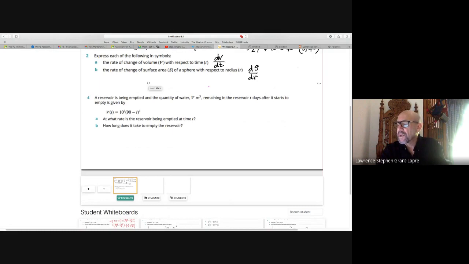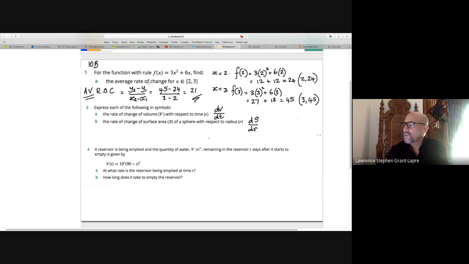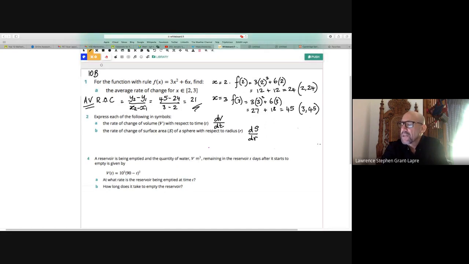Question 4, a reservoir is being emptied and the quantity of water that remains in the reservoir t days after it starts to empty is given. V is the quantity of water after t days. At what rate is the reservoir being emptied at time t? Well, rate means dV/dt.